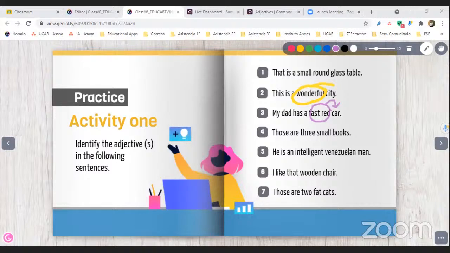Okay, let's see number 4. Okay, so Esteban was telling me 3 small, small books. 3 and small are the words modifying books. Esteban, good job. Let's see here, number 5. Luisana, can you tell number 5? Here, Venezuela should be capitalized, okay? So tell me, Luisana, can you help me with this one? Please.